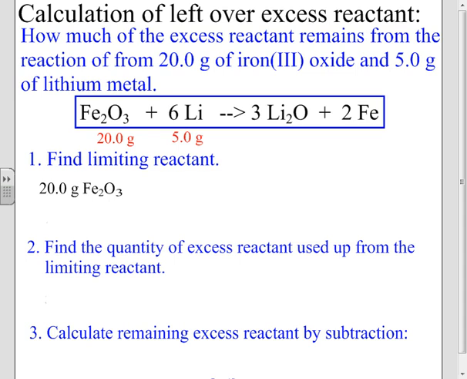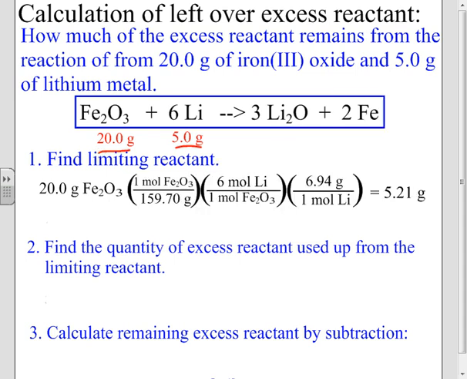So let's look at that same calculation, but this time ask the question, how much of the excess reactant is going to be left over? If this was a standalone problem, you would not already know which one is a limiting reactant. And so if you're just given a certain quantity of each reactant, you have to find the limiting reactant. Since this is the same as the last problem, we're going to get the same calculation, 5.21 grams of lithium. So lithium is the limiting reactant.